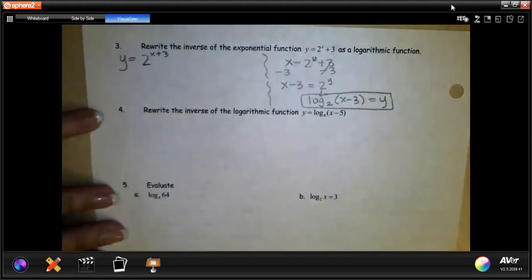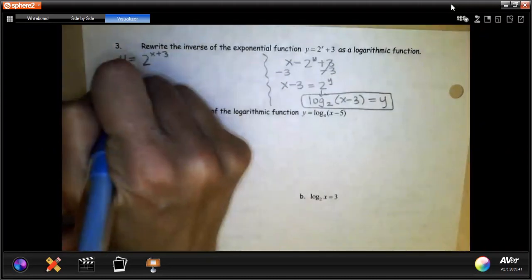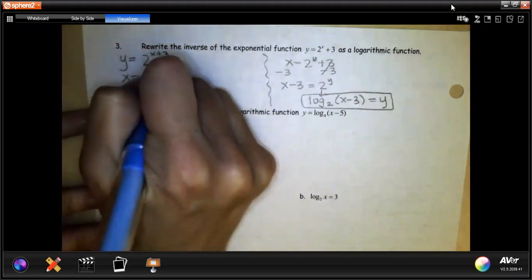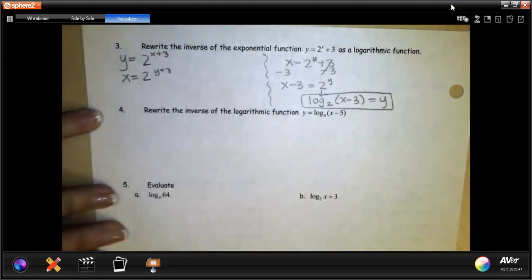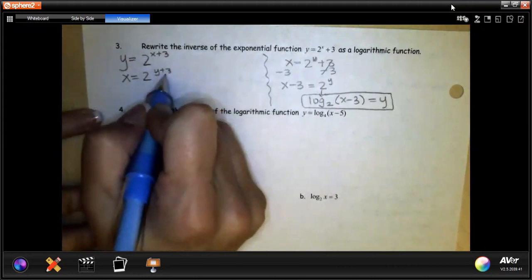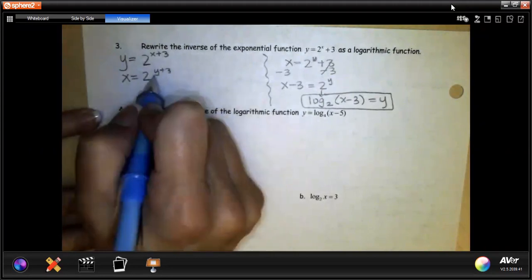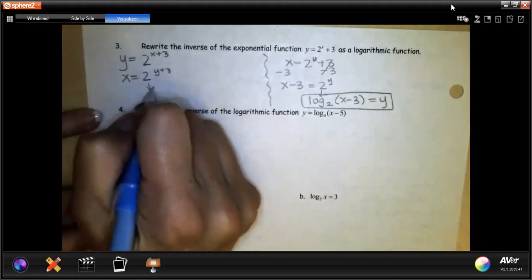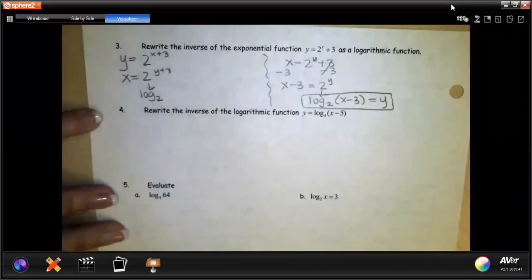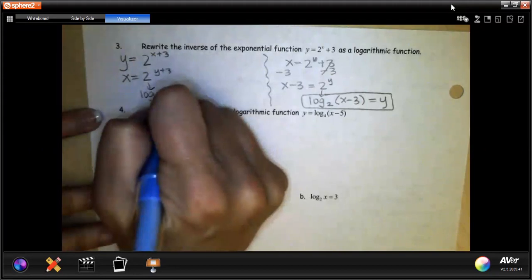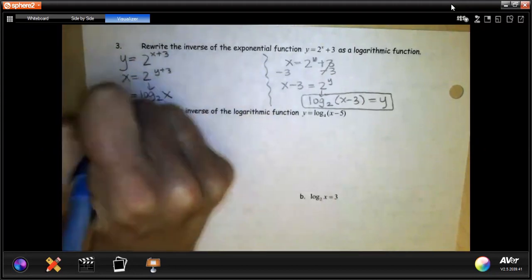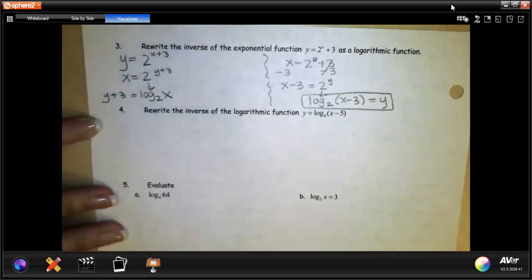If this was in this format here, y is equal to 2 to the x plus 3 power, the first thing we do is switch our x and our y. And now we need to free this exponent. We cannot subtract 3 at this point because all of this is in the exponent. So to free all of that, we drop the 2, so we get a base of 2, log base 2, and then they switch. So we get log base 2 of x is equal to y plus 3.